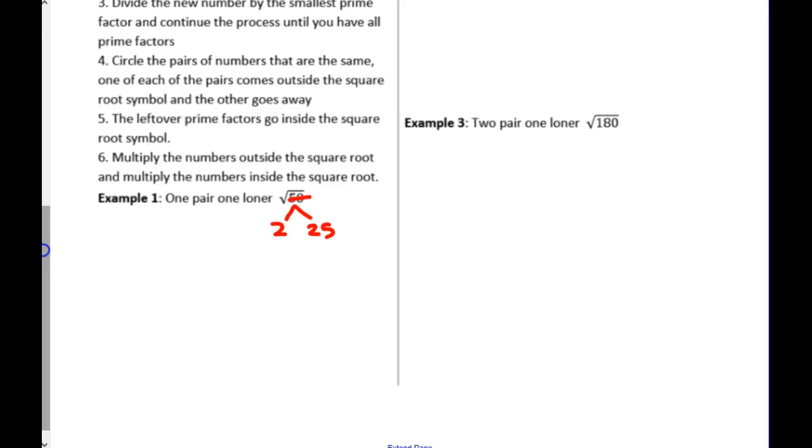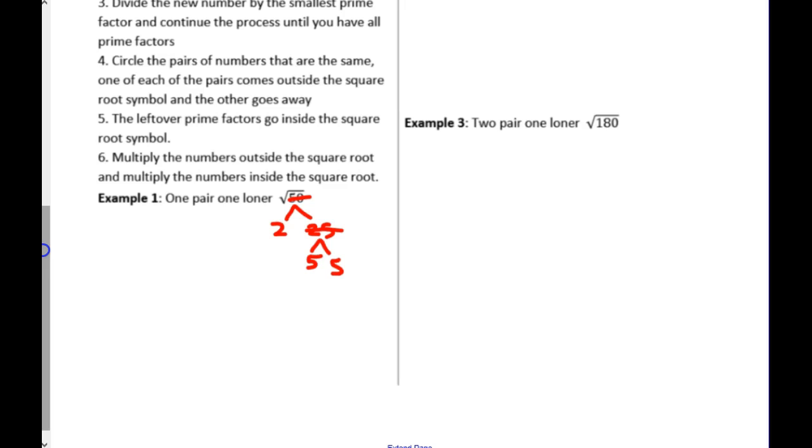So let's try 3. Does 3 go into 25? Not as a whole number. 4, we skip it, but 5 does, right? So 5 times what is 25? Okay. Hey, that's one of those squares we were talking about. So yeah, 25 is 5 times 5. Cross out the 25.